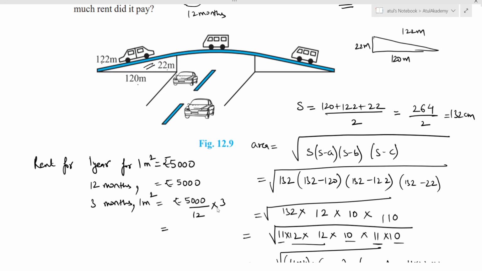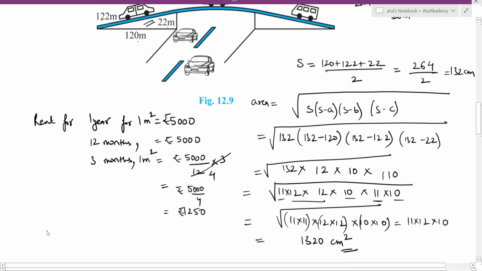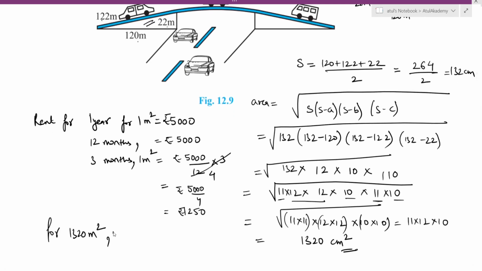Fine. So let's cancel it out, 4. And what will you get? 5,000 by 4 is equal to how much? It's 1250 rupees. That's for 3 months, 1 meter square. Now for 1320 meter square and 3 months, what should be the rent? Sorry, this is meter square, students. I wrote meter or centimeter.